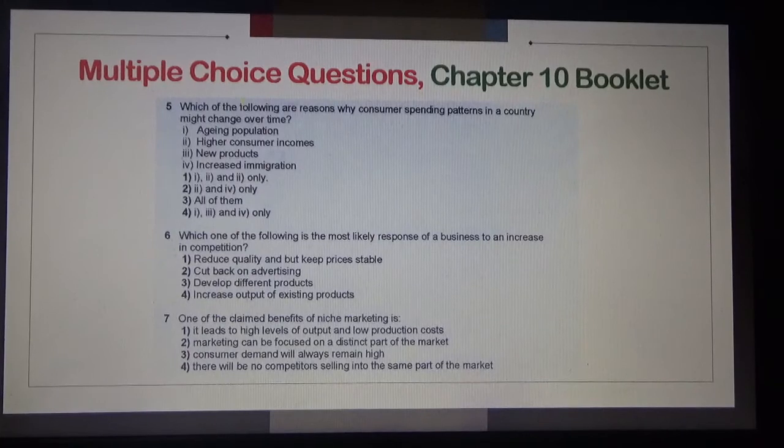Let's go to number 5. Which of the following are reasons why consumer spending patterns in a country might change over time? So you are given these items, 1, 2, 3, 4. But your choices are here, 1, 2, 3, 4 down. So for this one, the answer is choice 1, items 1 and 2 only. Let's see.